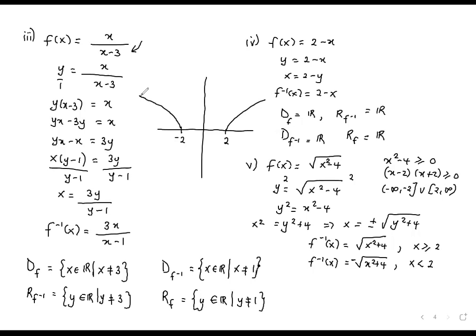So the inverse can only be defined for this section going to the right, meaning X greater or equal to 2, and for this section going to the left, meaning that X less than 2. That's how you obtain the inverse of this function. So now, what will be the domain of F? We have already found it here. That's negative infinity to negative 2, union 2 to positive infinity.